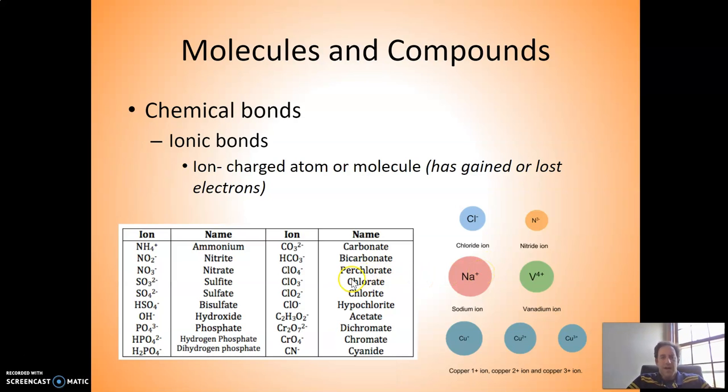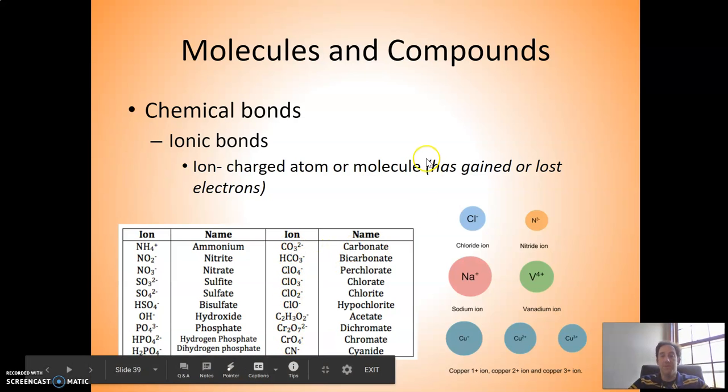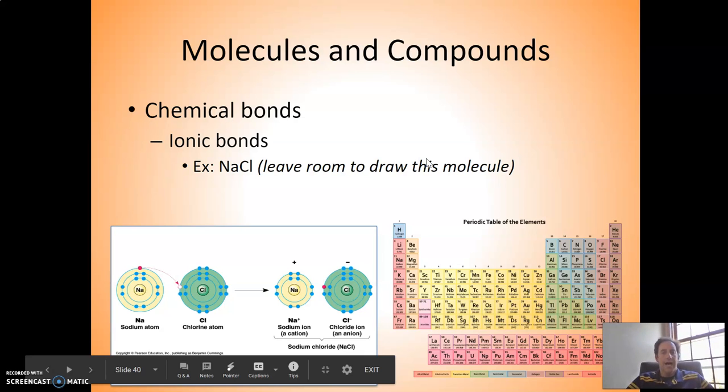And then ions can be complicated things like this, CO3 2 minus. So this whole unit has 2 extra electrons, and so it's called a carbonate ion. You probably remember working with these in chemistry. So how do these work?